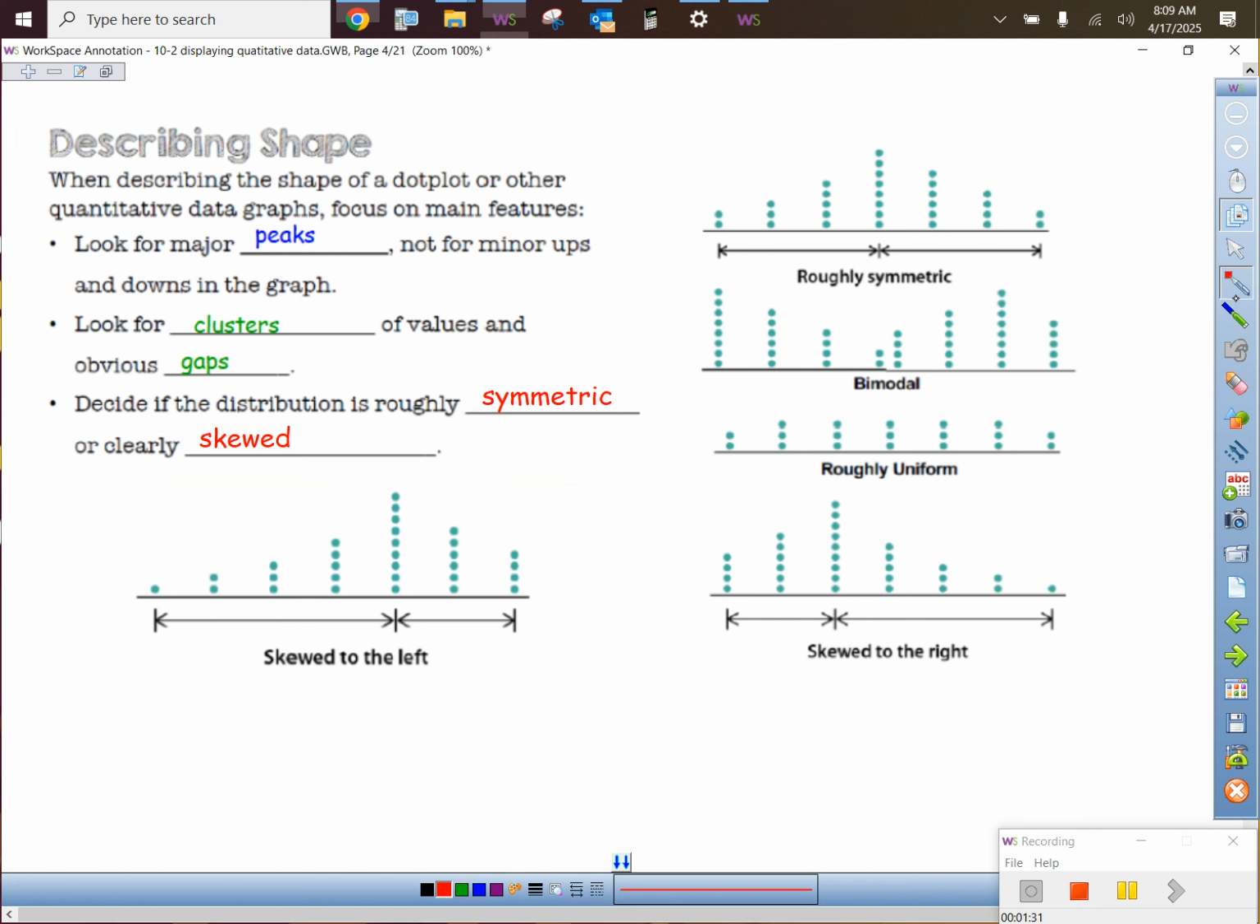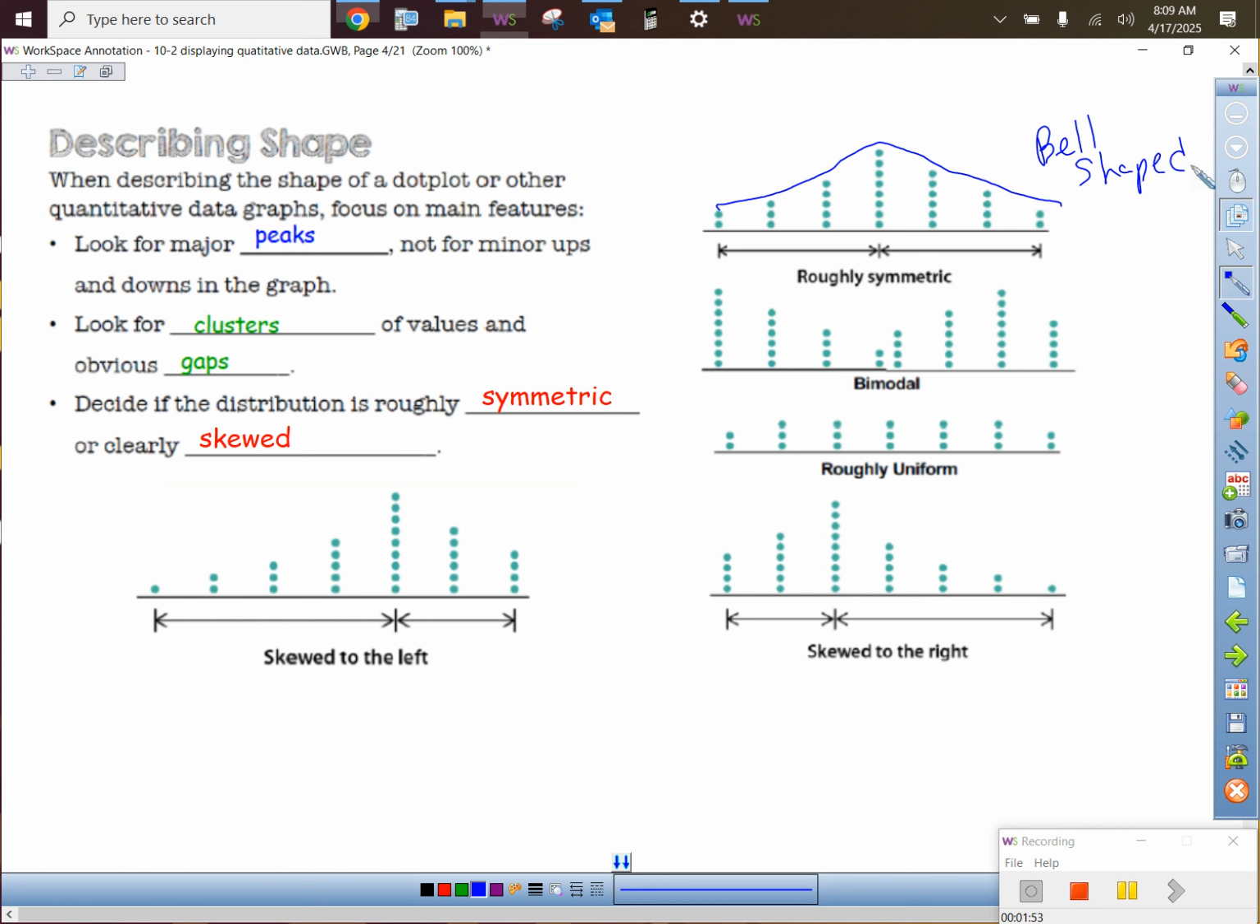The first is called roughly symmetric. I want you to draw the same thing I draw right here. If I was to draw a curve over the top of the dots, do you see how it almost makes a bell shape? If you're with me on that, I want you to write that down. You'll see that on homework all the time. Is it bell shaped?